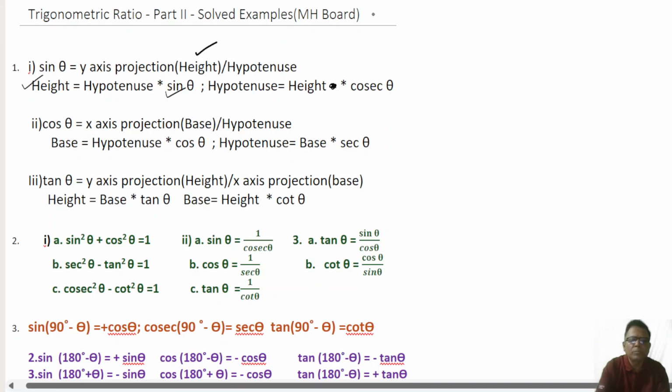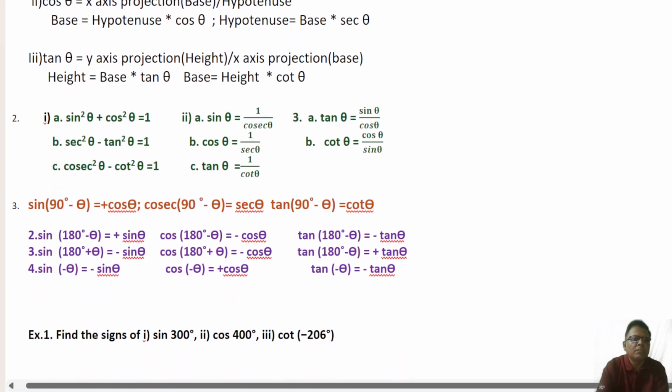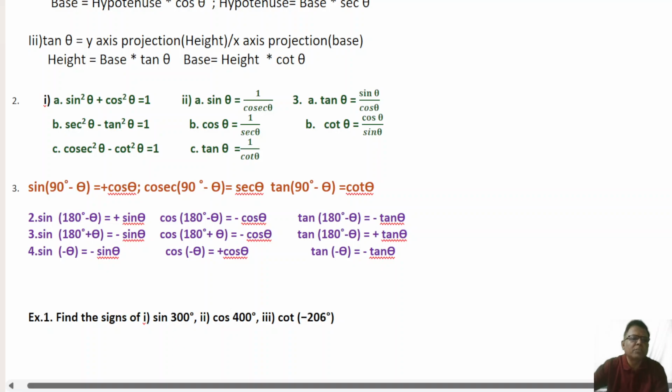Now come to the next set of formulas. Sin square theta plus cos square theta is 1, and these are the reciprocal formulas, and tan theta is equal to sin theta by cos theta, cot theta is equal to cos theta by sin theta. These are very important formulas. Actually, I have derived so many formulas, but you should remember at least these.